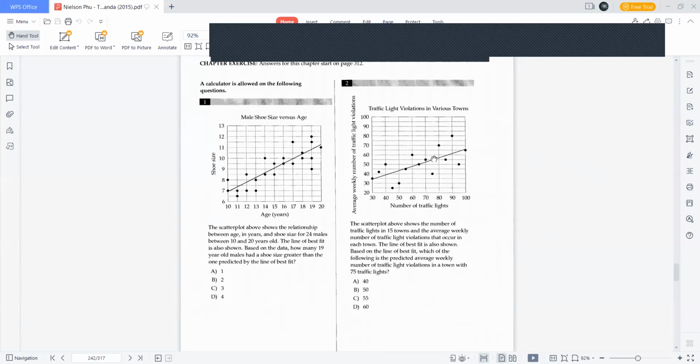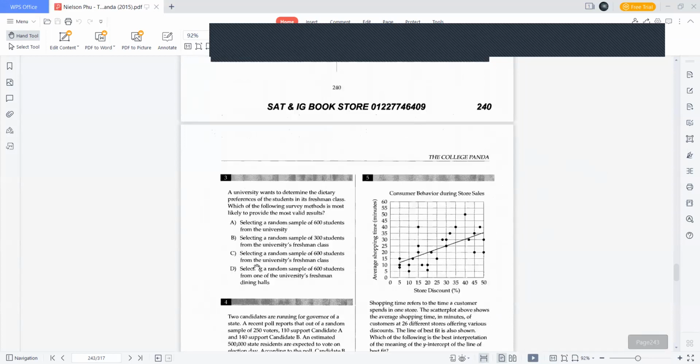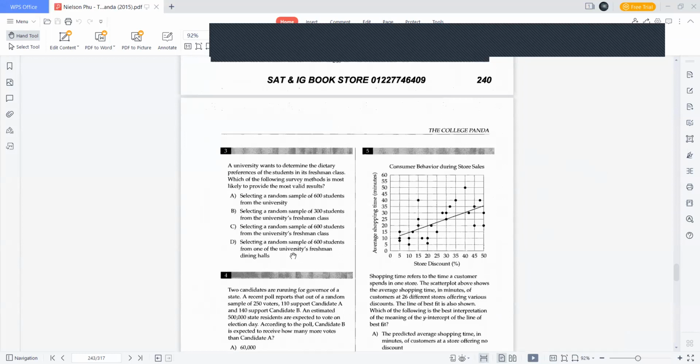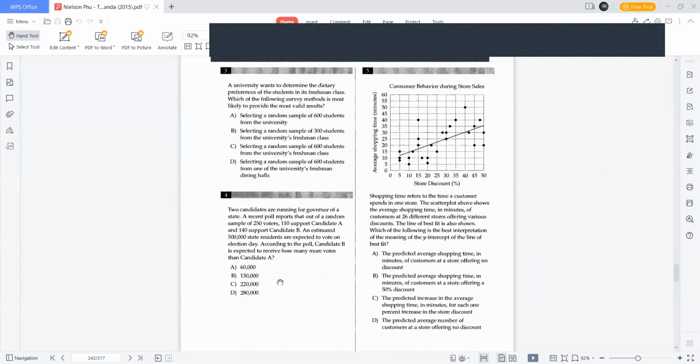75, 55, yep. Number 3, I think most of us agree that it's C. Number 4 is 60,000, and now we're on number 5.